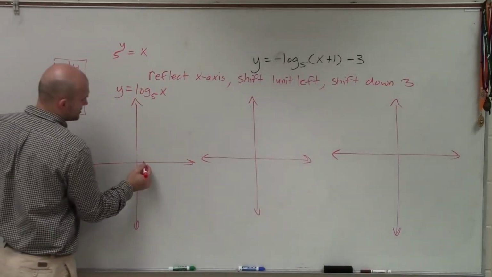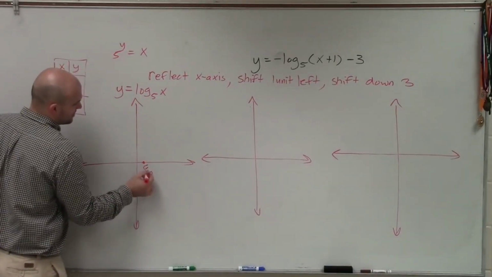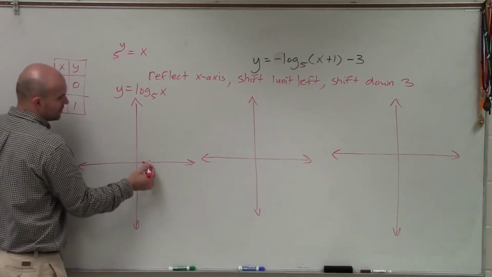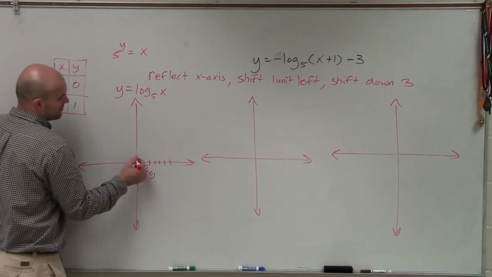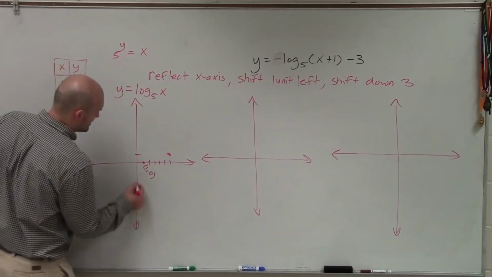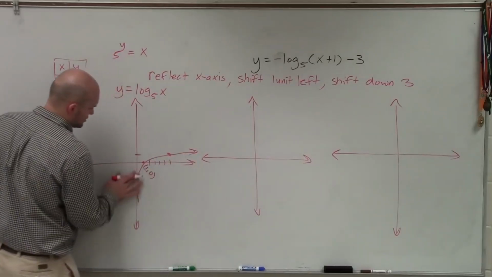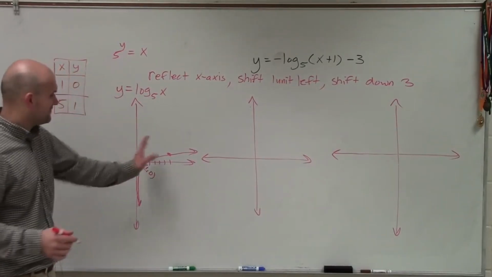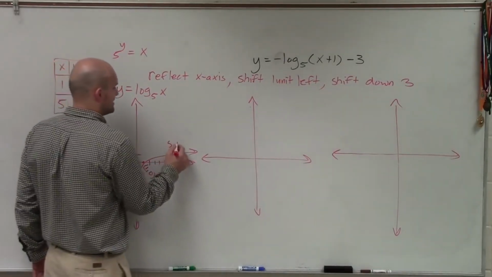So therefore, I have the point 1, 0, which from the parent graph we should recognize as the x-intercept. And then we have the point 5, 1. 1, 2, 3, 4, 5, up 1. All right? Now, we have a graph that looks like this. It does not touch here. All right? So we have a graph that's going to look like this.